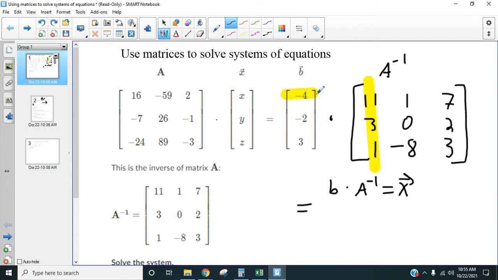I can't, can I? Can I do it in this order? Remember how we did this yesterday? This is a 3 by 1. This is a 3 by 3. The only way you can multiply two matrices is if these two numbers are the same. But if I change the order, it will work. If I flip it around and I say inverse of A times B, it will work.